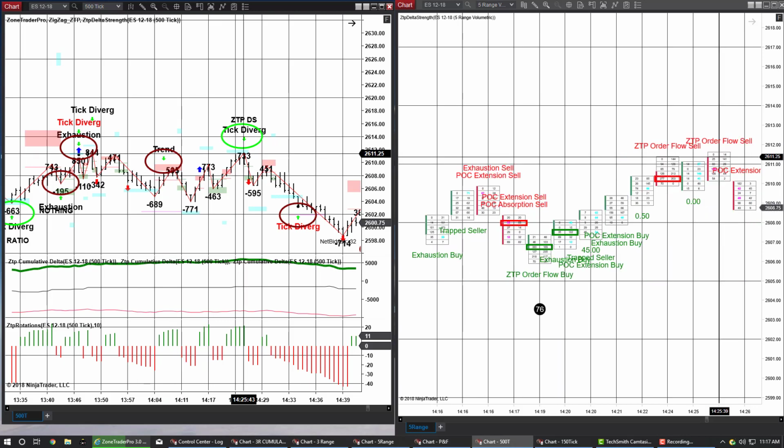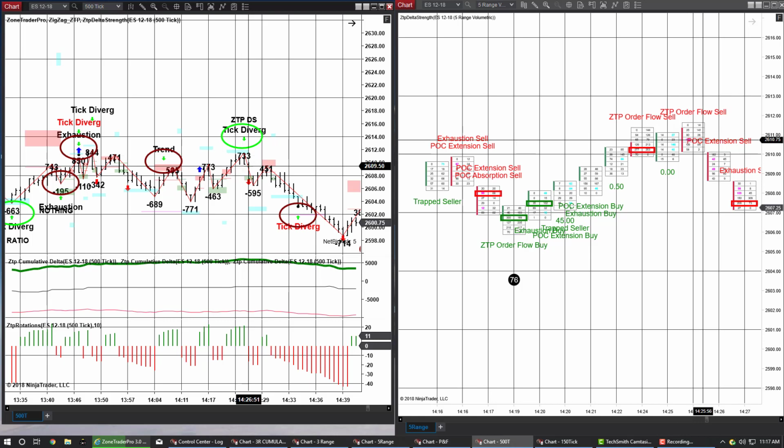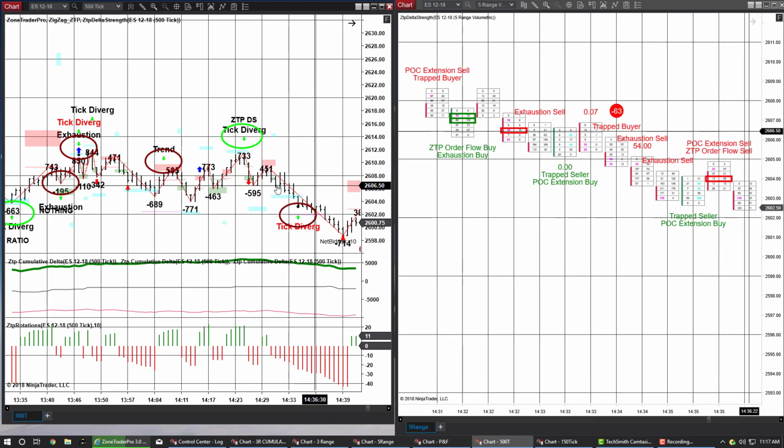Next, we had a tick divergence trade here, which had the ZTP order flow along with delta strength on the point and figure chart. On this tick divergence trade, as price traded to the counter trend zone here, while it was still tick divergent, we did see a POC extension order flow signal, but we did not have any delta strength come in on either this or the point and figure chart.